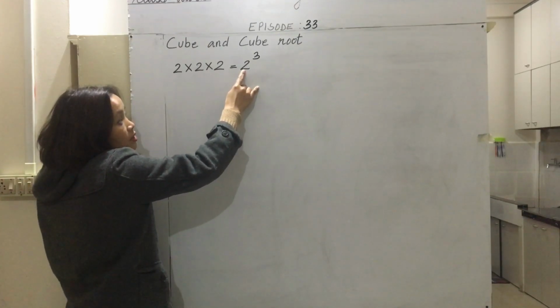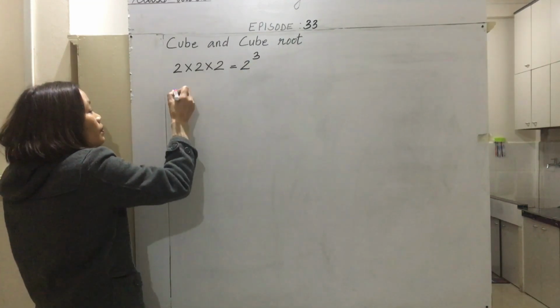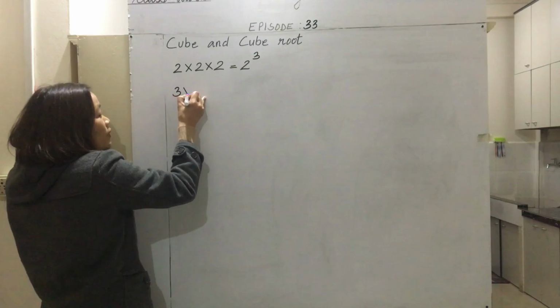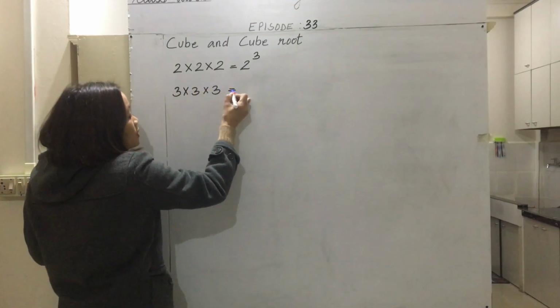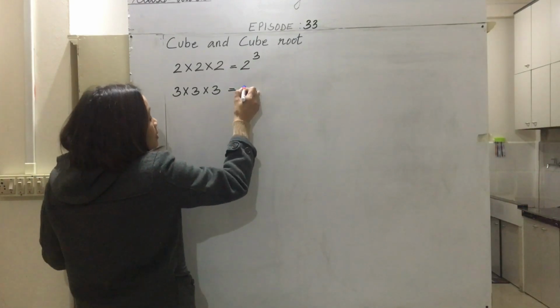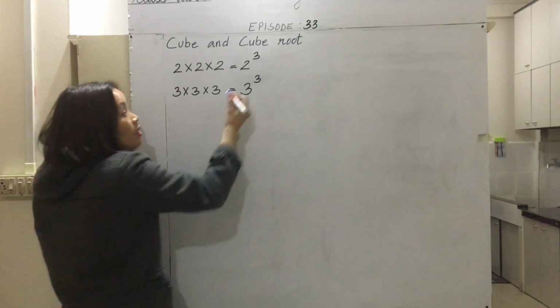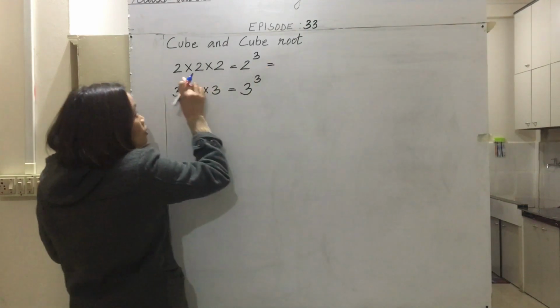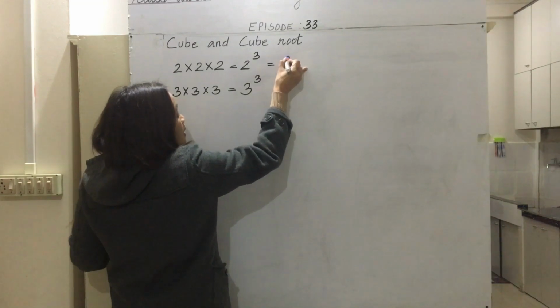That means 2 is multiplied by itself 3 times, so it is 2 cube, right? Then for another example, 3 is multiplied by itself 3 times, right? It is called 3 to the power 3 and 3 cube. Then 2 cube is how much? 2 twos are 4, 4 twos are 8. 2 cube value is 8.